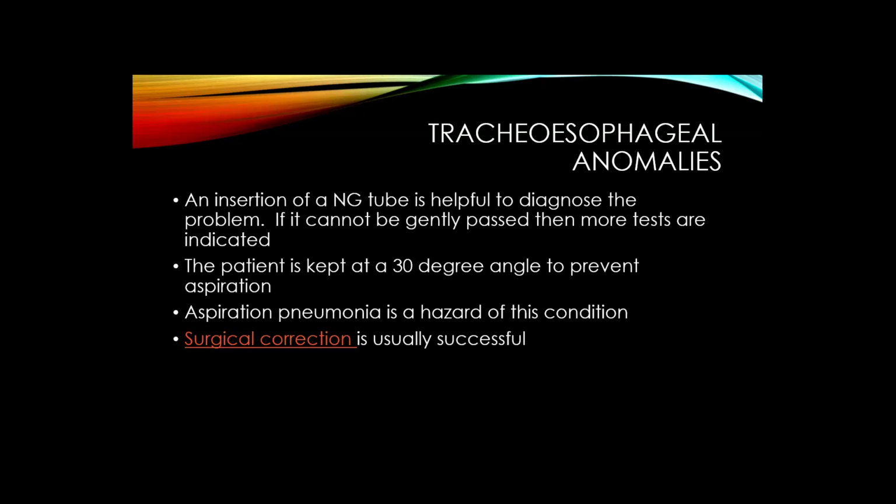An insertion of NG tube is helpful to diagnose the problem. If it cannot be gently passed, then more tests are indicated. Before surgical correction, you keep a patient at a 30-degree angle to prevent aspiration. Aspiration pneumonia, as they said in the video, and I said also, is the hazard of the condition. Okay, so aspiration pneumonia is pretty prevalent with these kids. And then surgical correction is how we fix it.